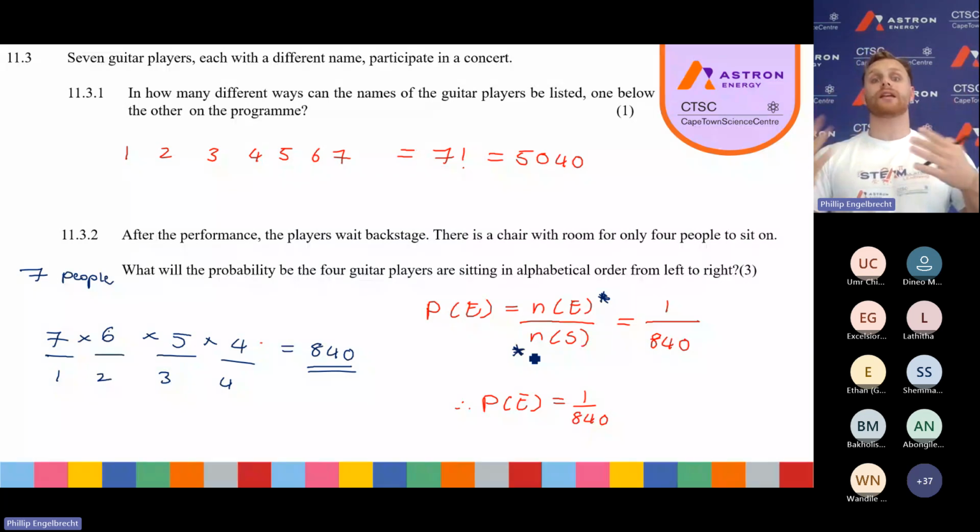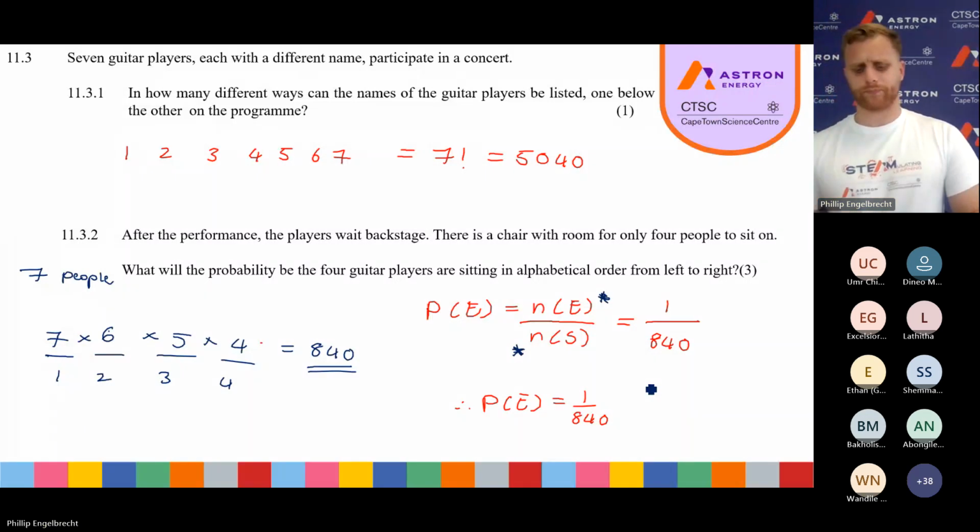How many possible ways can these people be seated on that couch of four? There's 840 ways that they can be seated on the couch. So therefore, the probability that four guitar players are sitting in alphabetical order from left to right is 1 out of 840. Okay? Does that make sense? Does that clear it up?